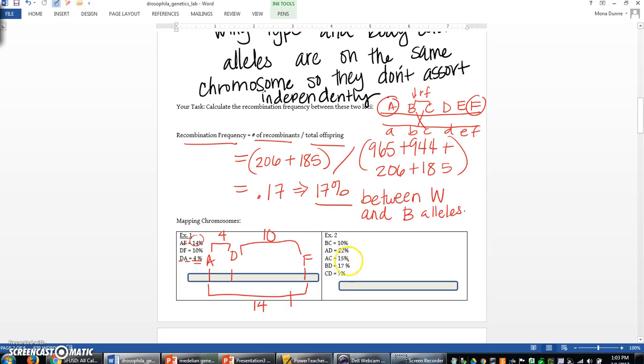So what I want you guys to do, this is quite a bit more difficult. We have a lot more going on, but I think you guys could do it. So use these frequencies to figure out the order of these alleles, okay? So put A, B, C, and D in order. And so start with here. A and D are the furthest apart, so kind of just put them far apart and see where you can go from here. So give that a try. I'll check that next class, okay? So you can pause the video and work on that.